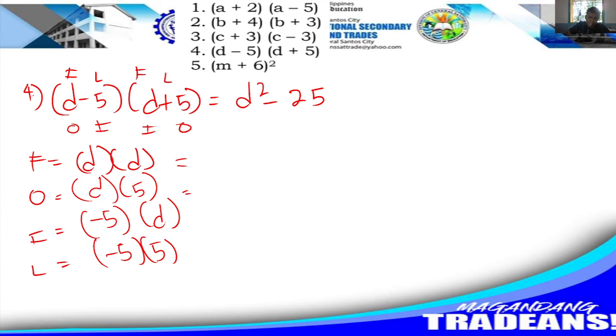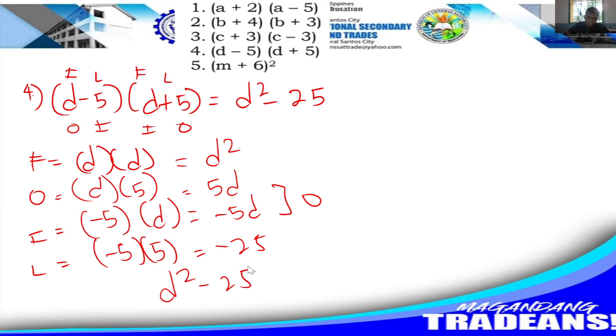So let's reveal the answer by simplifying this one. So we have B squared, this is 5B, this is negative 5B, and it became 0. This is 5 times 5, that is 25. Kaso negative ang isa, kaya negative 25. So the answer here is B squared minus 25. 0 na po siya, so B squared minus 25 na po. Okay, the same answer po sa taas.